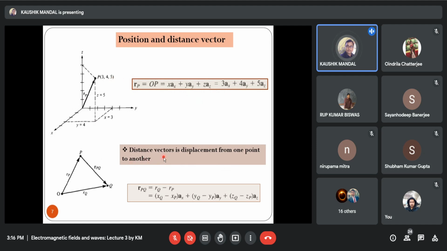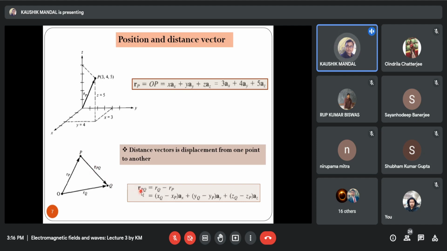Now the question is how we can find the distance vector, or what is the distance vector? It is basically the displacement from one point to another point. So if you consider two vectors OP and OQ, OP means the vector RP, and OQ means the vector RQ. Then what will be RPQ? PQ represents the distance between two points, so it is representing the distance vector.